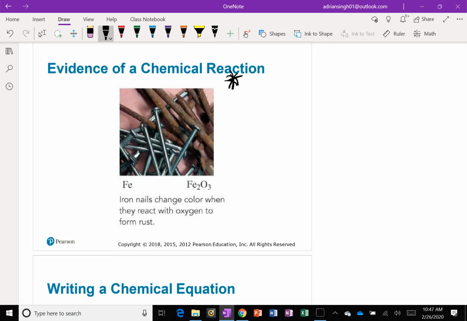So did you see a change in color at all? Yeah. So color change. A color change was indicative of a chemical reaction. Okay. Anything else? Bubbles. Okay. So if you see bubbles, what does that tell you is being produced? A gas. Temperature change. So you were able to feel temperature. Did the thing get hot or cold? You got warmer. Okay. So temperature change.